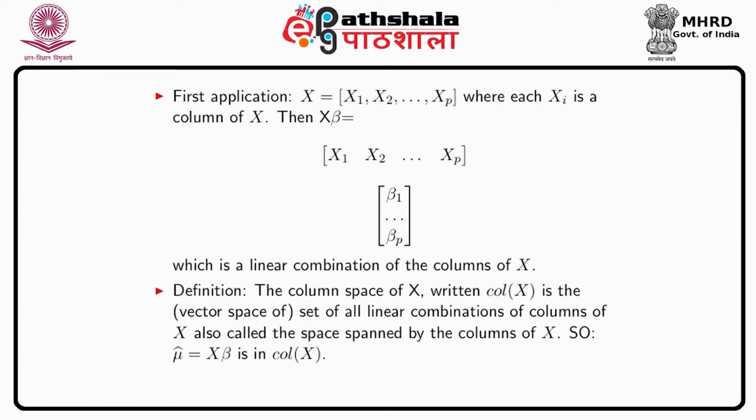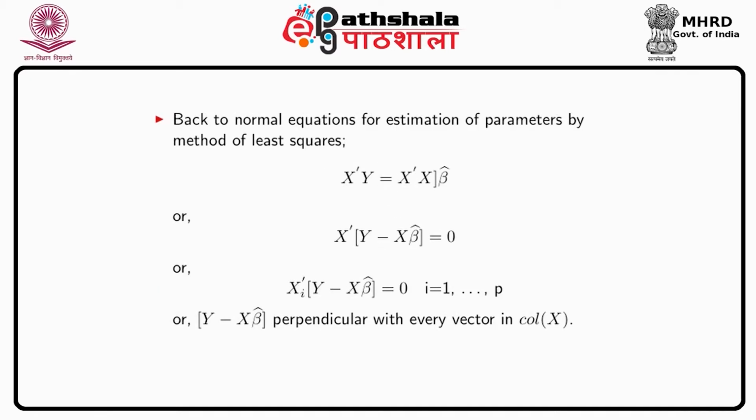Now moving on to the normal equations. We've already discussed normal equations, which are used to estimate the coefficients of a linear model. The normal equations are in the form X prime Y equals X prime X times beta hat. Or when we rearrange this equation, we get X prime multiplied by (Y minus X beta hat) equals 0. Or we can write X as a partition of row vectors as x1 prime, x2 prime, up to xp prime, where each of these primes constitutes the rows, multiplied by (Y minus X times beta hat), which equals 0.